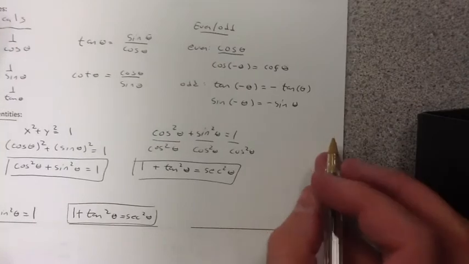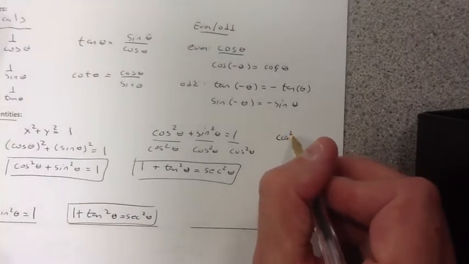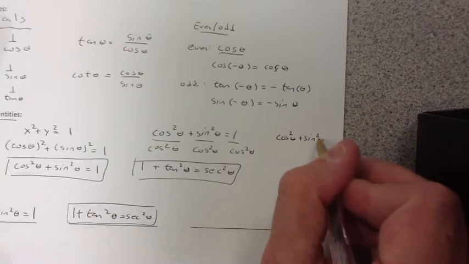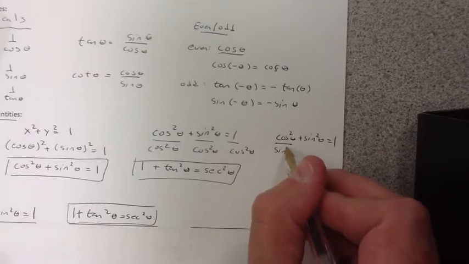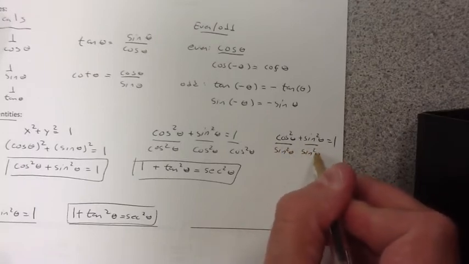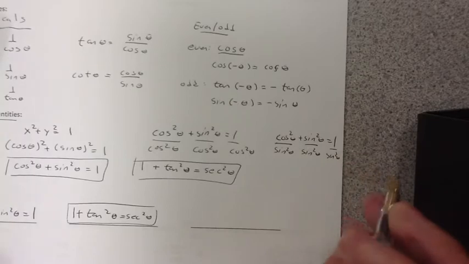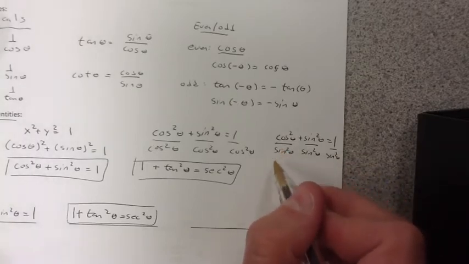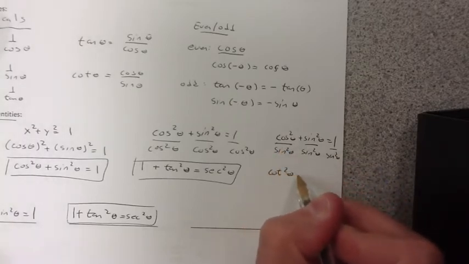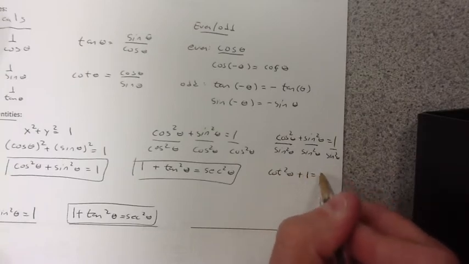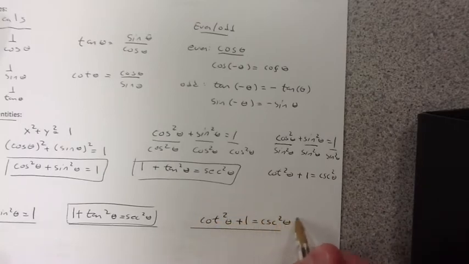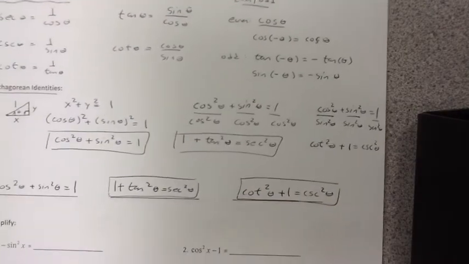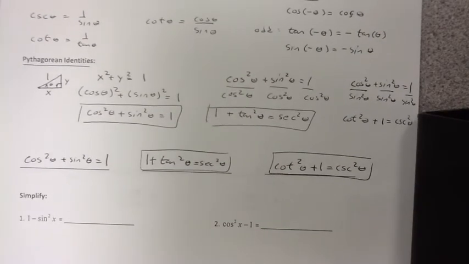And to get our third Pythagorean, same thing. We go cosine squared of theta plus sine squared of theta equals 1. But this time we're going to divide by, you guessed it, sine squared of theta. And this becomes cotangent squared of theta plus 1 equals cosecant squared of theta. And that's what we get here. Cotangent squared of theta plus 1 equals the cosecant squared of theta. And those are our 3 Pythagorean identities.